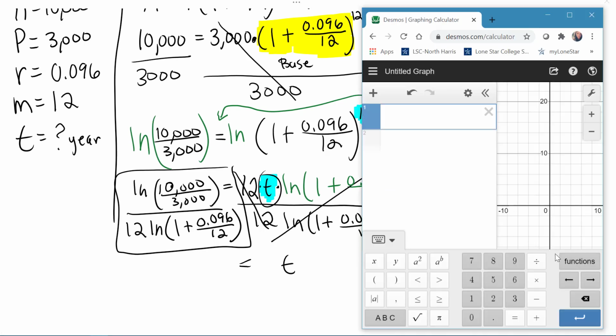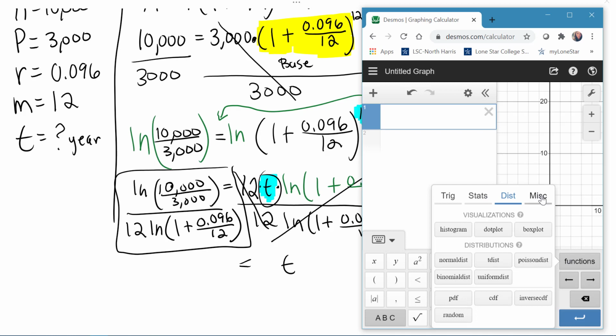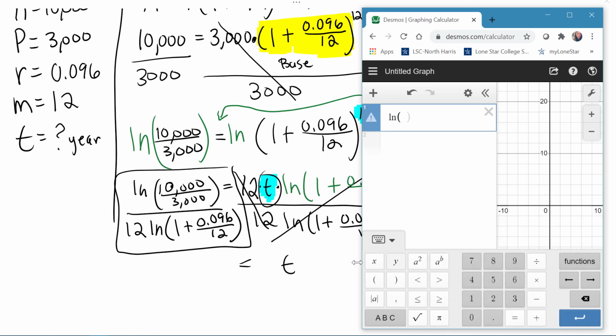Alright, so I'm here in Desmos. I'm going to go to Functions, and I'm going to find that natural log. So it's under Miscellaneous. We're going to find ln. And I'm going to type into the top part there, 10,000 divided by 3,000. Okay, so that's at the top of that fraction.